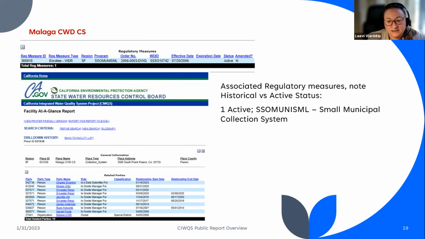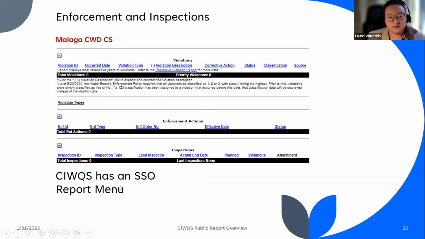There's one active SSO Muni Small. So this is a small municipal collection system. And then there's some information about related parties. So what you have to do at this point, and you can see that the violations, enforcement actions, and inspections are 0 for this facility in this report.